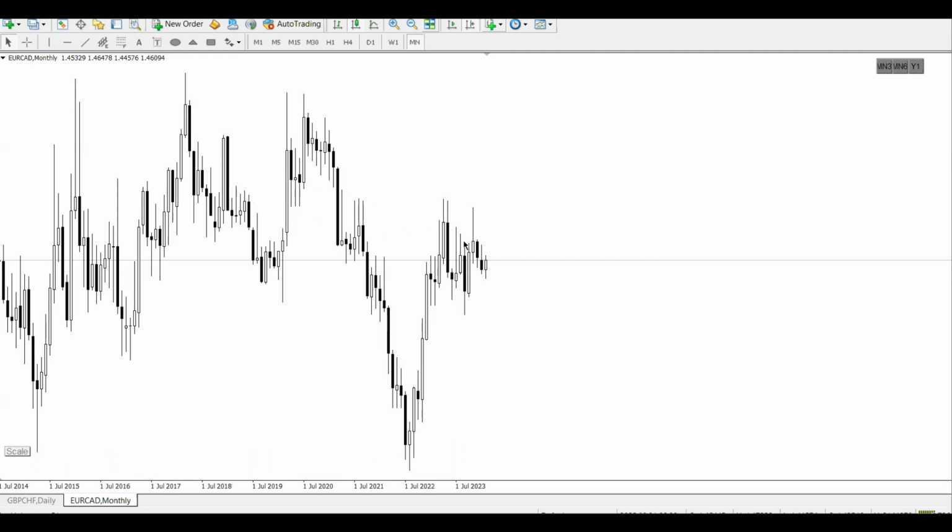So let's start. If you see the month chart, look at this bullish candle, it just closed above the previous bearish candle. There are still bulls, or buyers, waiting for the price to hold this move or this price action.